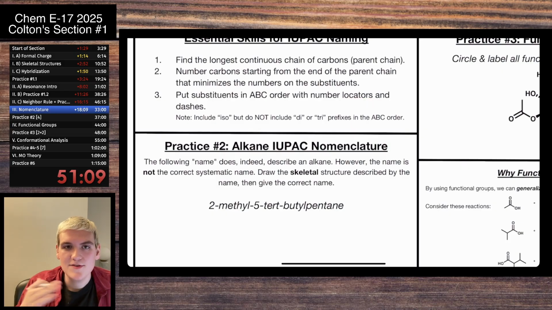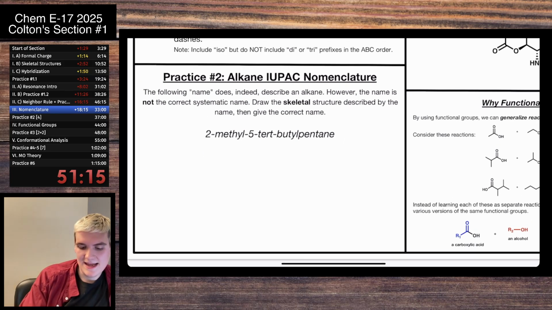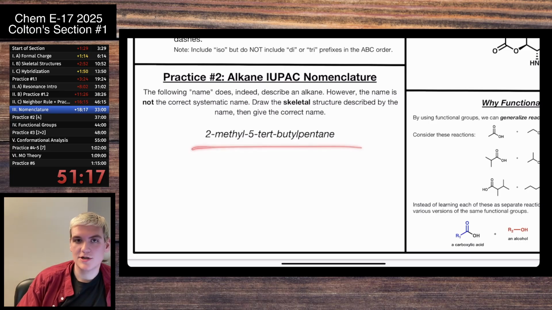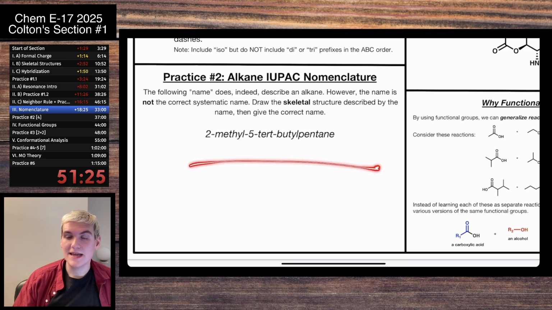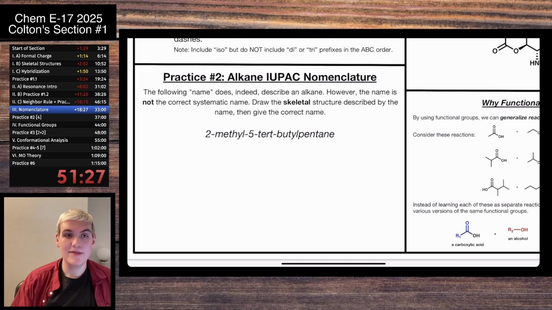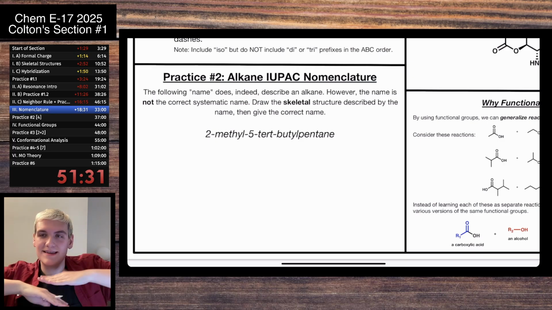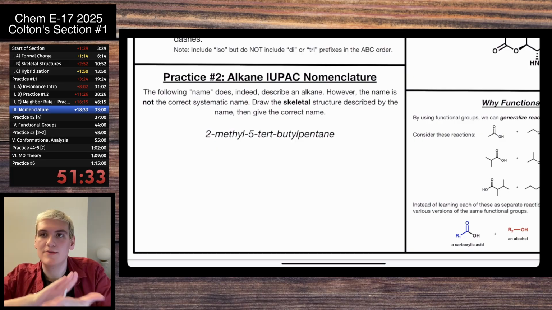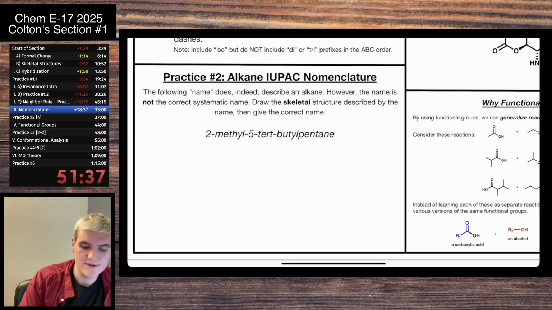So let's do this process just to see it all put together. This exercise for practice 2, they've given you the name of a structure, but it's a bad name. It's not the proper name for it. It's a name where we can draw out the structure they are talking about, but it's not the fancy IUPAC name, the standard chemical name that the Chemistry Society agreed on all of the rules for.